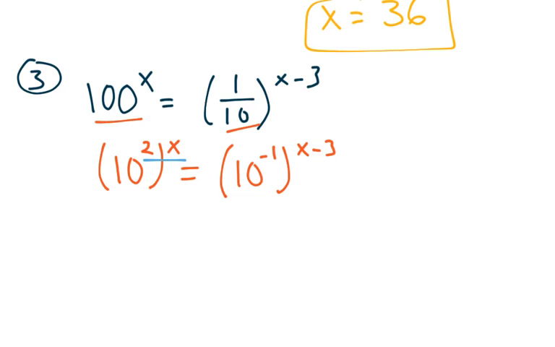Now we'll have 2 times x here, so we'll have 10 to the 2x is equal to 10 to the, and we'll have to distribute the -1 here, so -x plus 3.